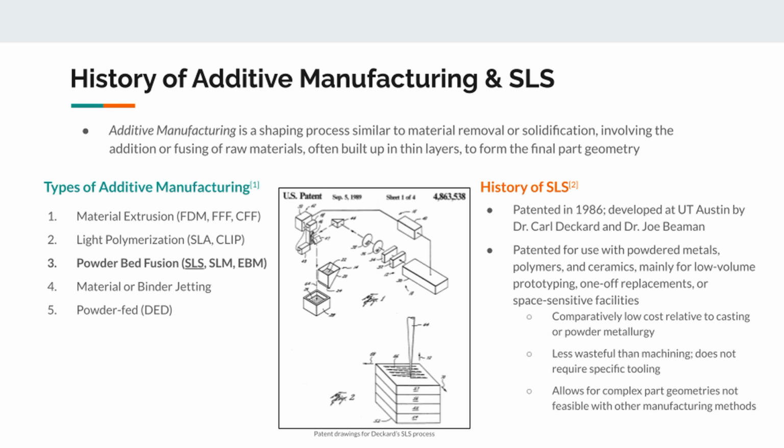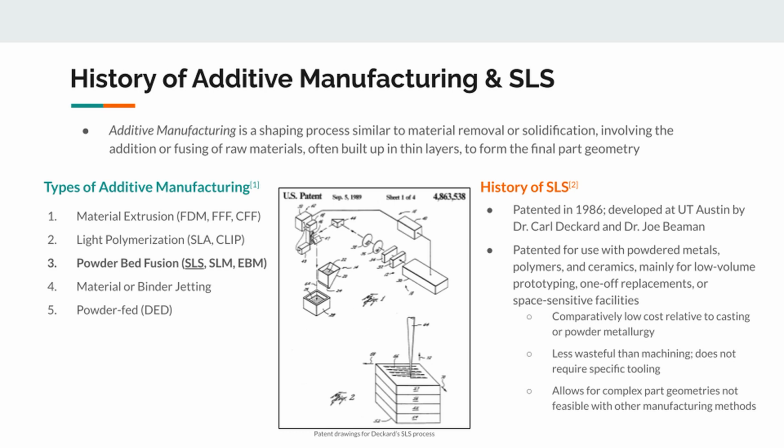The first type of additive manufacturing is material extrusion, which includes FDM or fused deposition modeling, FFF or fused filament fabrication, and CFF, which is composite filament fabrication. The second type of additive manufacturing is light polymerization. This includes SLA or stereolithography, CLIP or continuous liquid interface production.